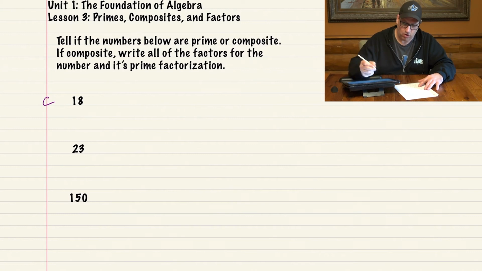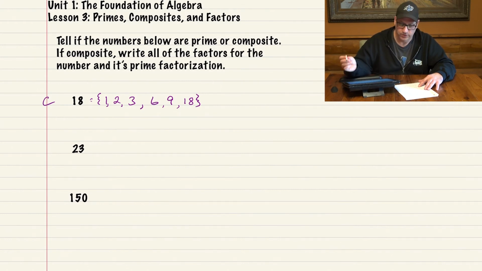And if I want to list all the factors for 18, I'll put my little squiggly. I have 1 times 18, 2 goes in 9 times, and then 3 also goes in, because remember the sum of the digits, 3 goes in 6 times. 4 does not, 5 does not, 6 is already listed. I'm completely done.